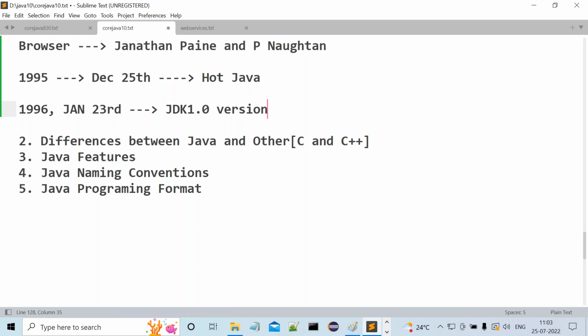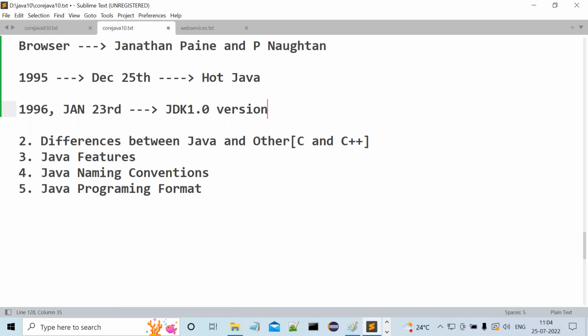Now tell me, what are the milestone versions of Java overall? 1.0 is the language introduction, 1.2 is a milestone version, 5.0 is a milestone version, Java 8 is a milestone version, Java 11 is a milestone version.